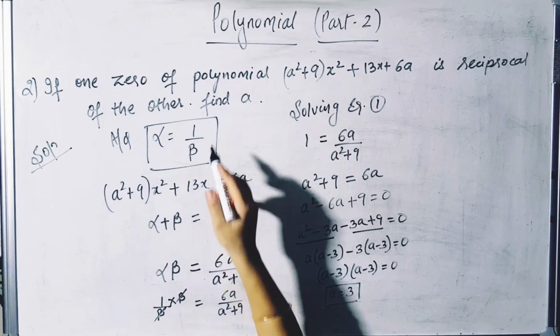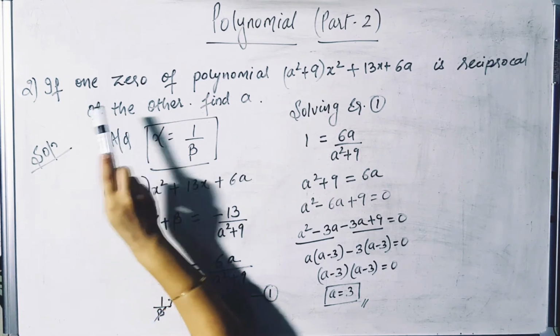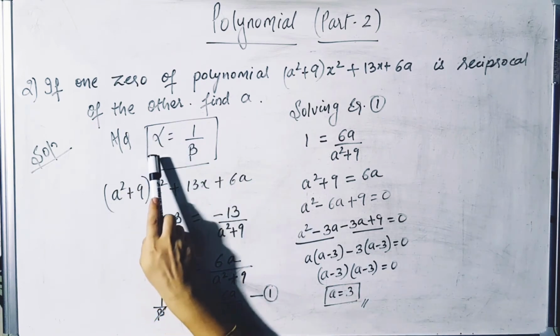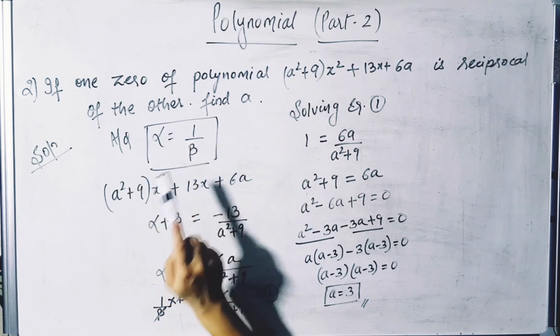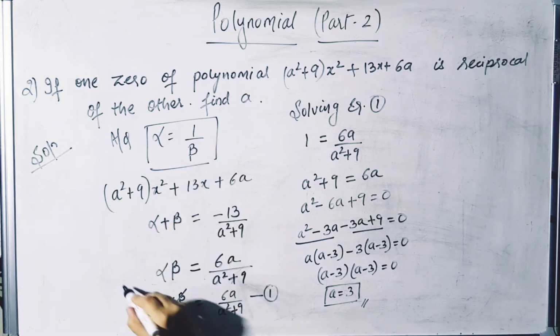So thus we have found the value of a is equal to 3. This is one more concept that came to us: when the question mentions a condition that one zero is the reciprocal of the other, then when reciprocal is given, we always have to apply this condition on the product.